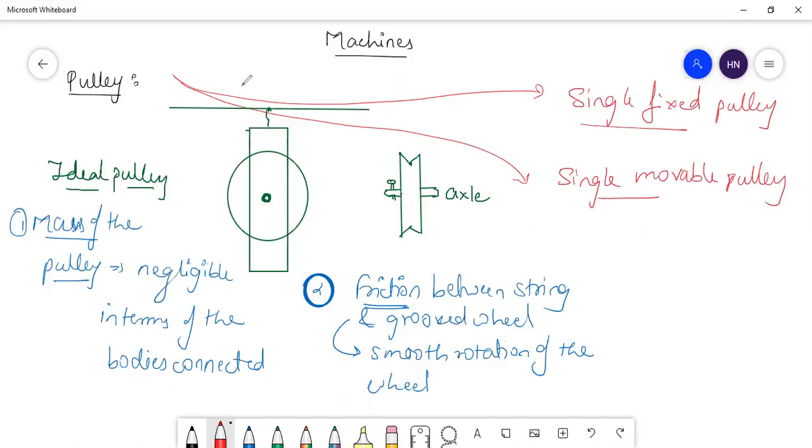For both cases, we are going to find mechanical advantage, velocity ratio, and efficiency. So just check out what will be MA, VR and efficiency for fixed, and what will be MA, VR for single movable. Later on, you will combine your fixed and movable to get something called a block and tackle system, to increase the mechanical advantage value or velocity ratio value. Is it clear?